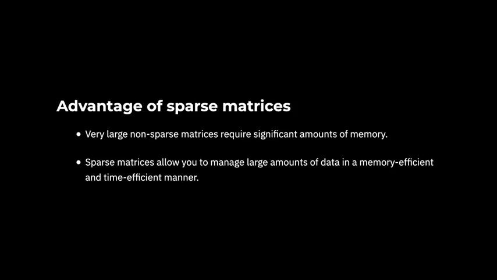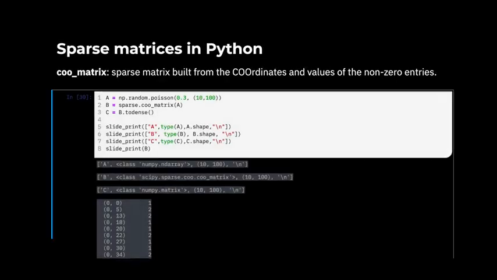In this code block, we create a 10 by 100 array of random numbers drawn from a Poisson distribution. Then we cast that into a coordinate format matrix, or COO, using COO underscore matrix. And then we smash it down into a dense matrix. We can go ahead and look at the different matrices here.